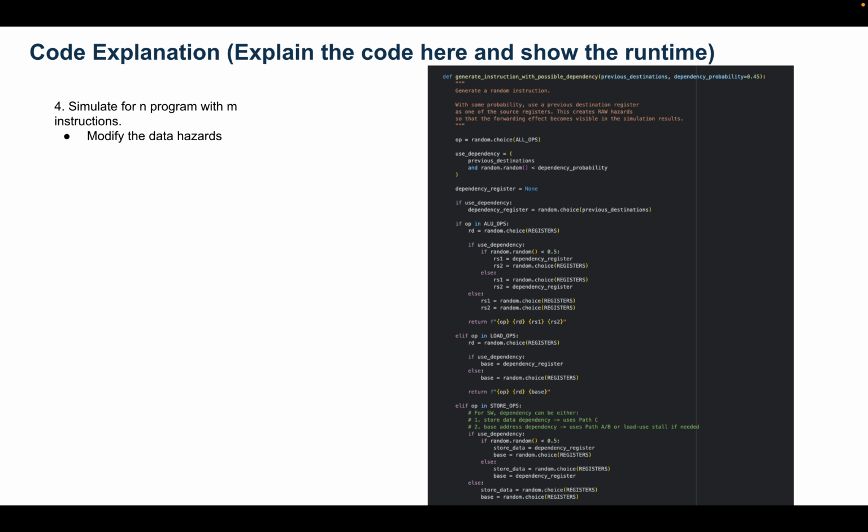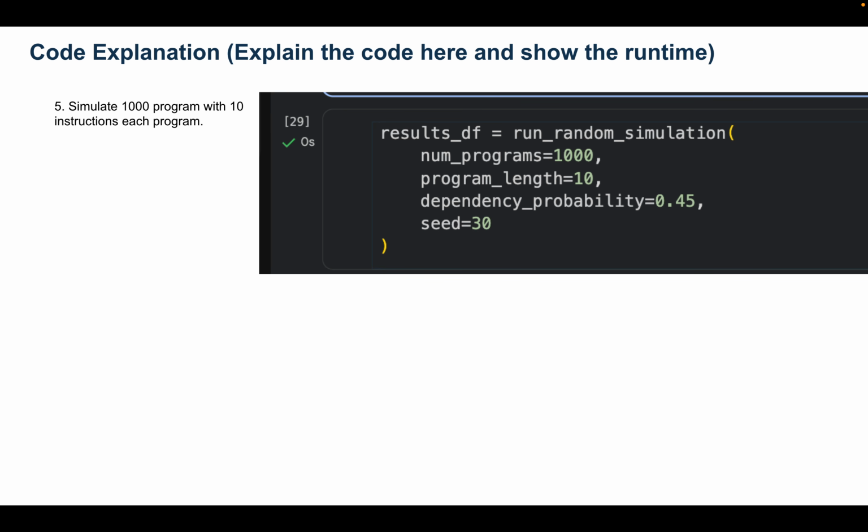And here, I choose 0.45 to create the RAW dependencies, because if the probability is too low, there may not be enough data hazards to show the effect of forwarding. And if it is too high, then every instruction depends on a previous result, which is not true for real programs. So this is code to run 100 programs with 10 instructions each.